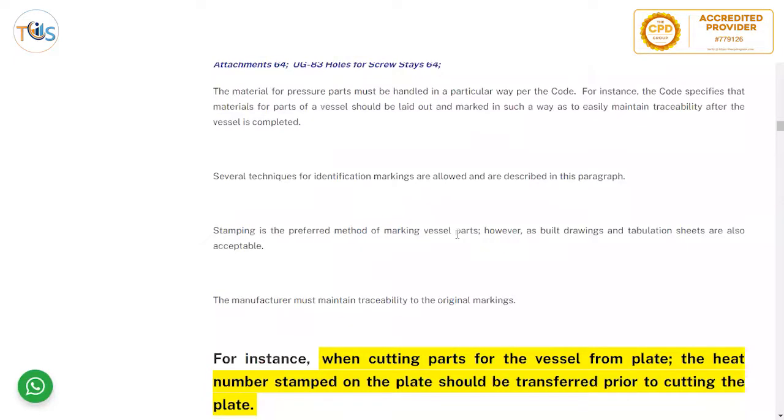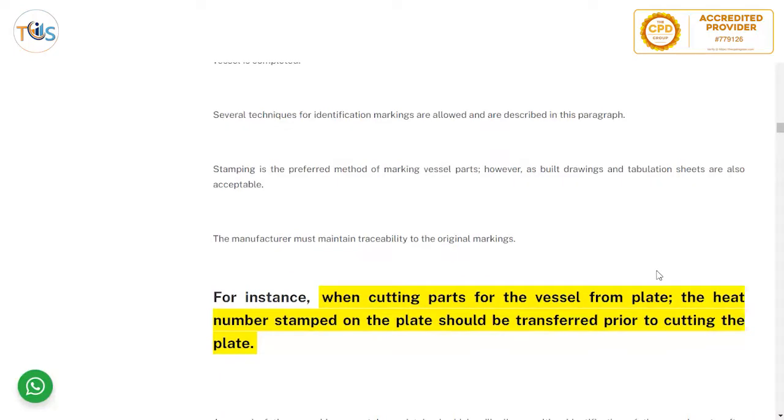Materials for pressure parts must be handled in a particular way per the code. For instance, the code specifies that material for parts of the vessel should be laid out and marked in such a way as to easily maintain traceability after the vessel is completed. So it should not be hidden under a weld or under a nozzle, etc. Several techniques for identification marking are allowed and described in these paragraphs. Stamping is the preferred method of marking pressure parts. However, as-built drawings and tabulation sheets are also acceptable.